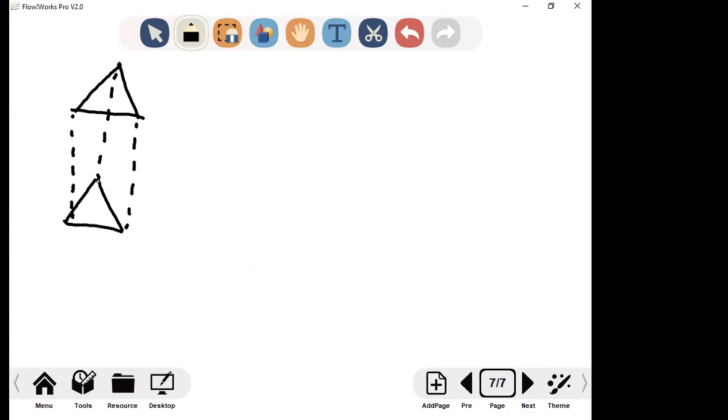Here we have two bases, up and down, right? The two bases are congruent and they are triangles, right? And the sides around are all what? Rectangles. So what do we call this? What's the base? The base is a triangle. And you have two bases and the sides are all rectangles. So what do we say? Triangular prism.